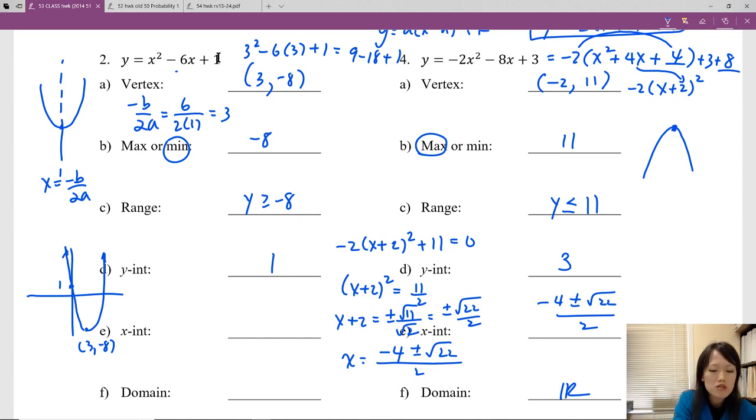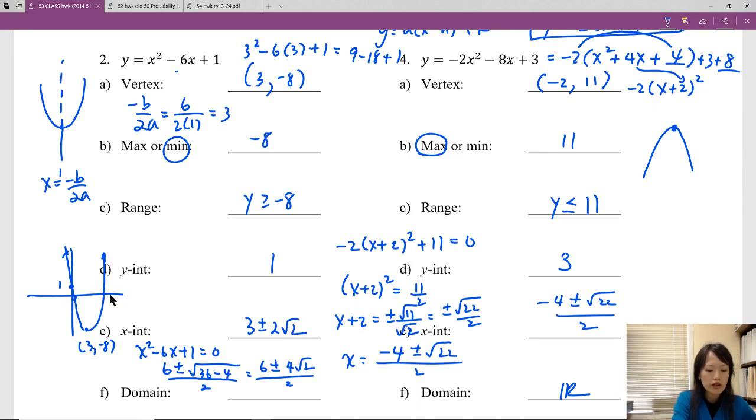So for the x-intercept, you set the y value to be 0, so you have to do this one. You get x squared minus 6x plus 1 equals 0. There's no easy way. You have to do what? Quadratic formula. Negative b plus or minus root b squared minus 4ac over 2a. Root 32 is 4 root 2, because 16 times 2, right? Over 2. So we end up with 3 plus or minus 2 root 2. So there's 2 possibilities, one here, one here.